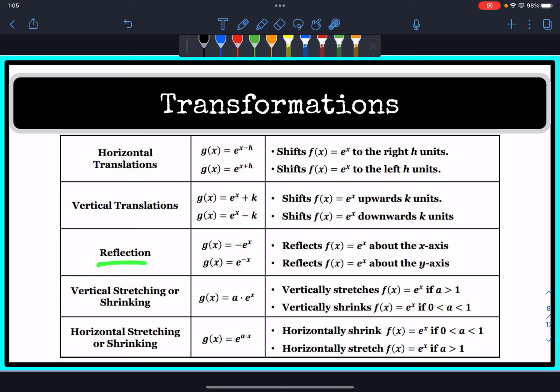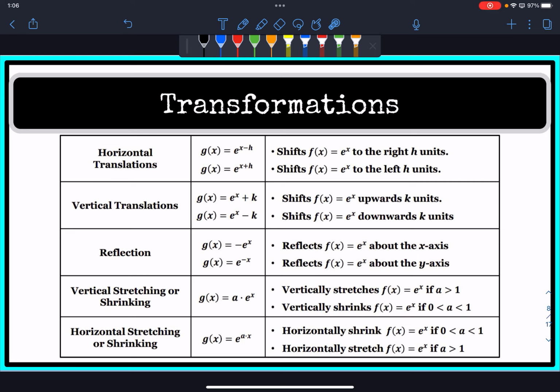A reflection could be horizontal or vertical. If I'm going to reflect it across the x-axis, which is a vertical reflection, I simply multiply the function e to the x by a negative sign. And if I want to reflect it horizontally across the y-axis, I multiply the x of e to the x by a negative. Now, vertical shrinking and stretching applies the same as before. We have our e to the x and we multiply by a value a. That's going to stretch it as long as that value of a is greater than 1, and shrink it if that value of a is less than 1.